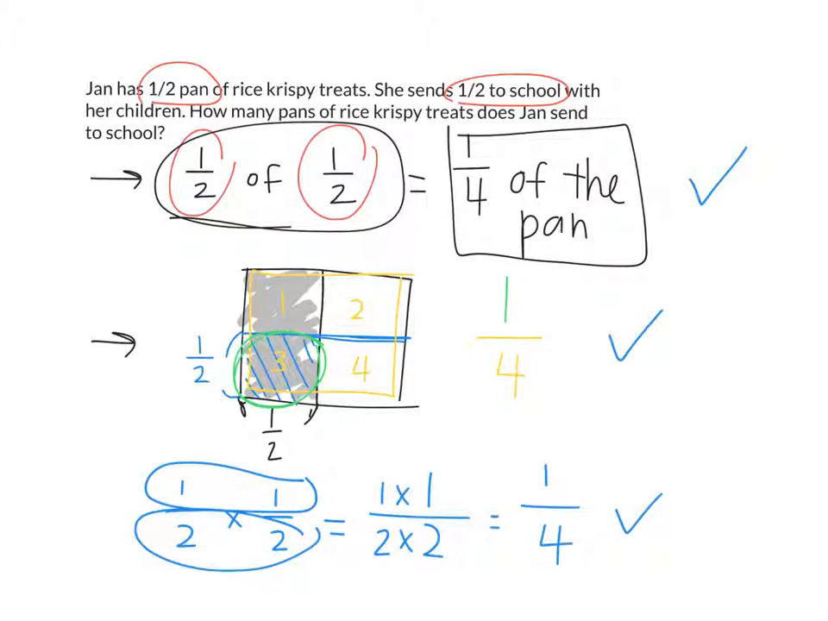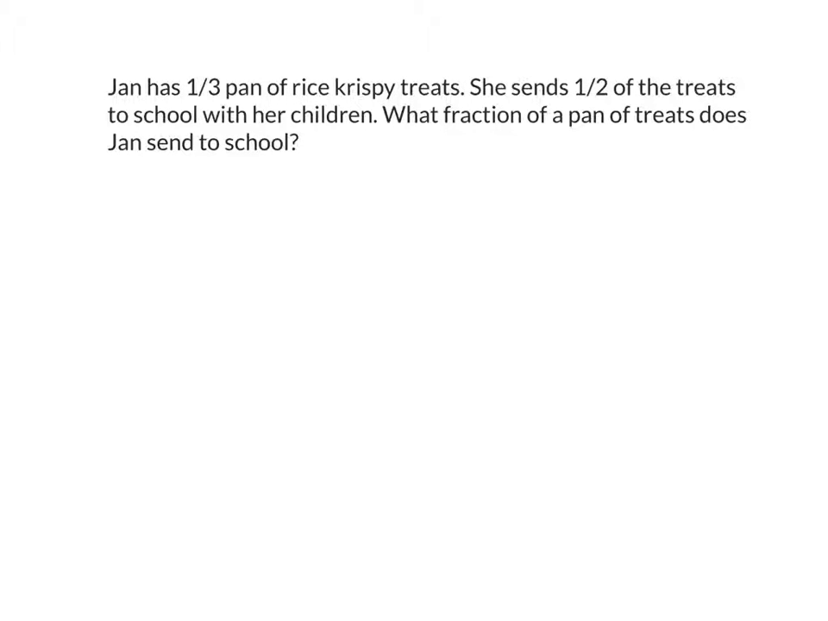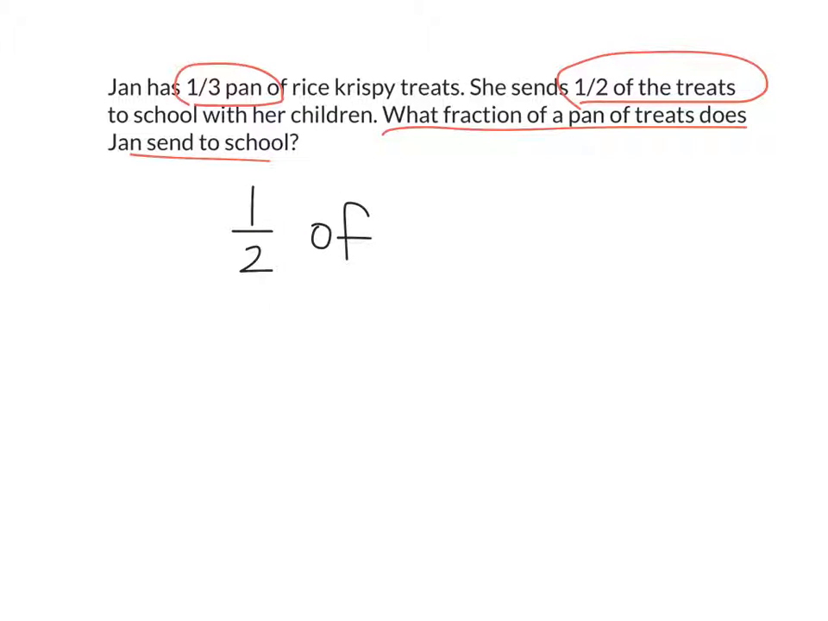What part are we really focusing on today? The pictures. Okay. But looking at the numbers, this time we multiplied 1/2 by 1/2. Is that a fraction times a fraction? Okay, we're making our way towards our learning goal. This time, Jan has 1/3 of a pan of Rice Krispie treats, and she's sending 1/2 of those treats to school with her children. We want to find out what fraction of a pan of treats she sends to school. So this time, she's sending half of her pan, right? Half of what she has. But what does she have? 1/3. So we're finding 1/2 of 1/3.